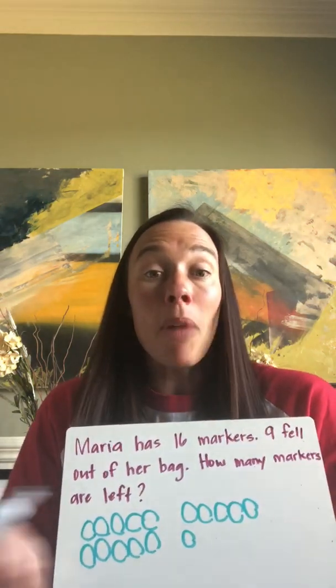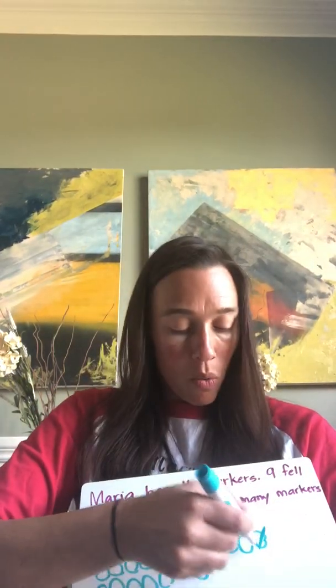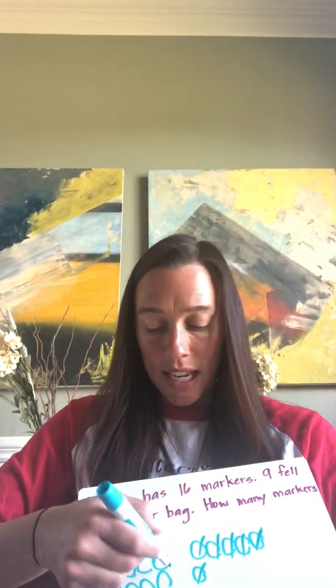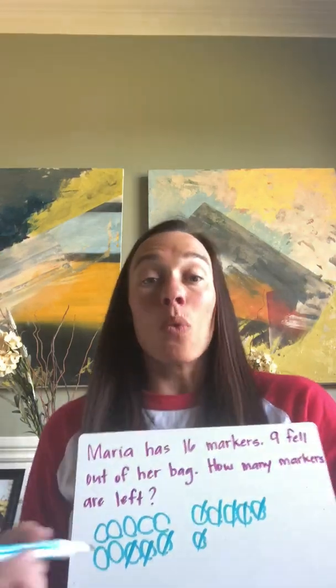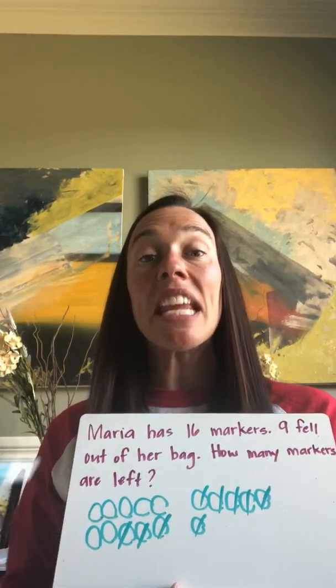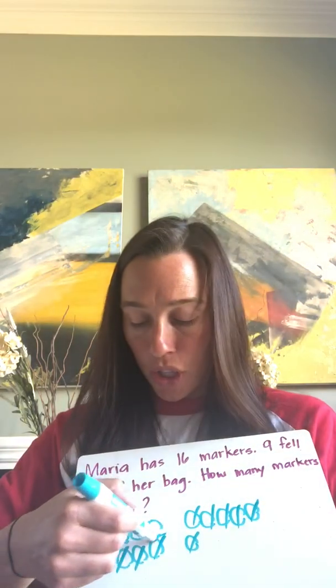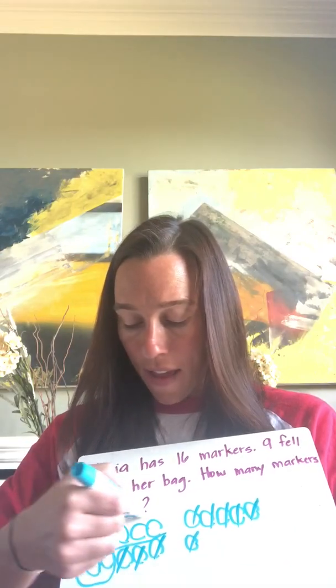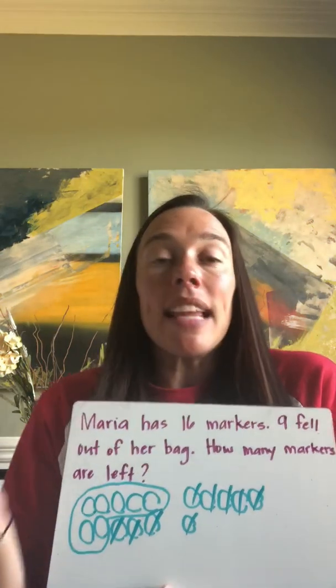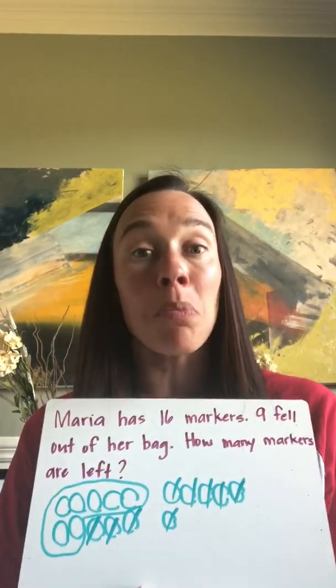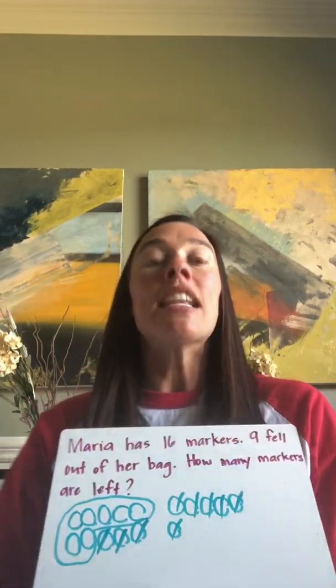And then I'm going to mark out the 9 that fell out. 1, 2, 3, 4, 5, 6, 7, 8, 9. Right here, you're going to be able to see how many markers are left. I think that's amazing. That is one way to solve this problem. That is perfect. Now, some of you say, Miss Metz, I totally wouldn't have done it that way.